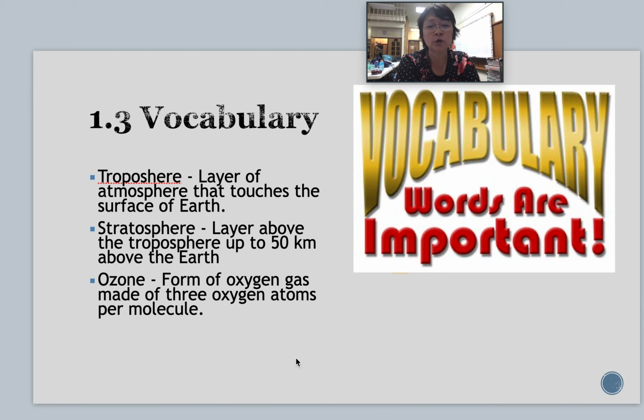So we have troposphere. So troposphere is the layer of the atmosphere that touches the surface of the earth. Then we have stratosphere. This is the layer above the troposphere up to 50 kilometers above the earth. And the ozone, which is a form of the oxygen gas made up of 3 oxygen atoms per molecule.